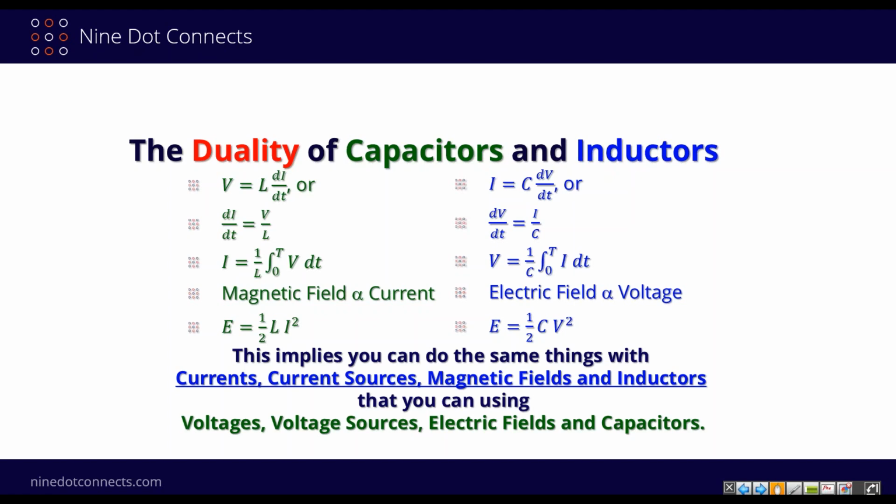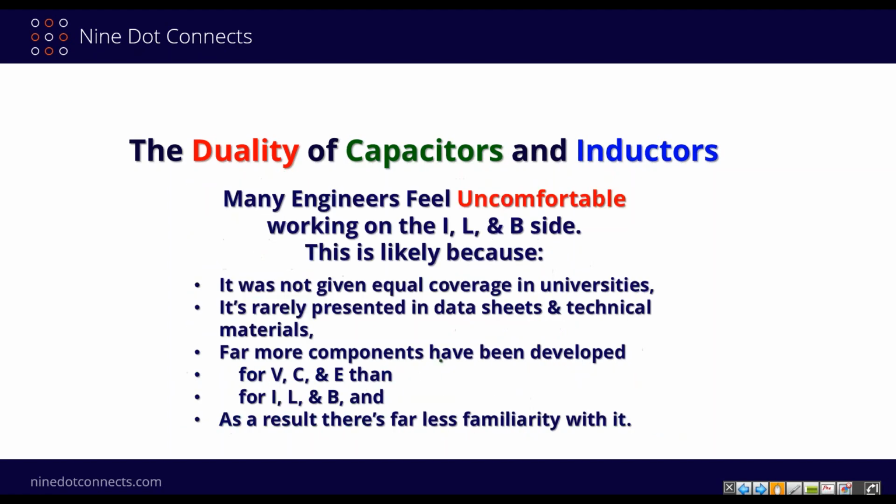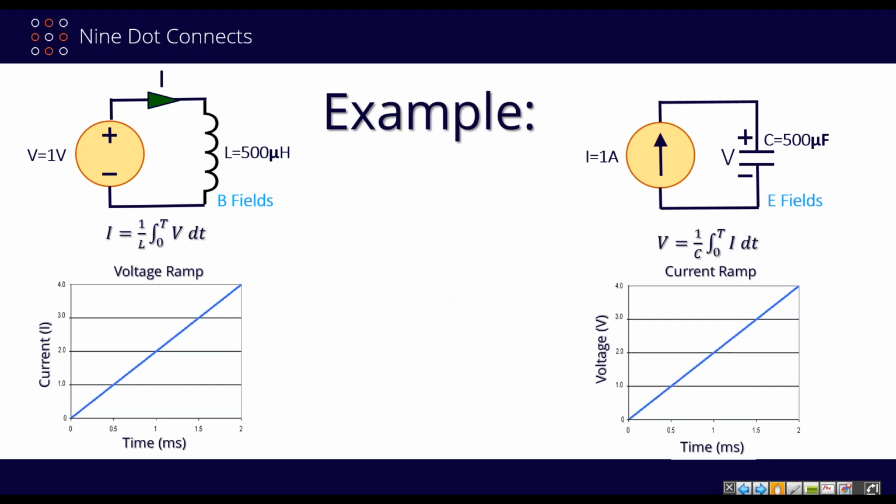We've kind of lost sight of that over the years, and many engineers feel uncomfortable with it because, number one, it was typically not given equal coverage in universities. Two, it's rarely presented in data sheets and technical materials. Three, far more components have been developed for the voltage, electric field, capacitance side of things than for the inductor side of things. And as a result, there's generally a lot less familiarity with it. That doesn't mean it's any harder. A quick example: if we take a voltage and stick it across an inductor, the current ramps up. That's great. If we take a current source and put it across a capacitor, then the voltage ramps up.